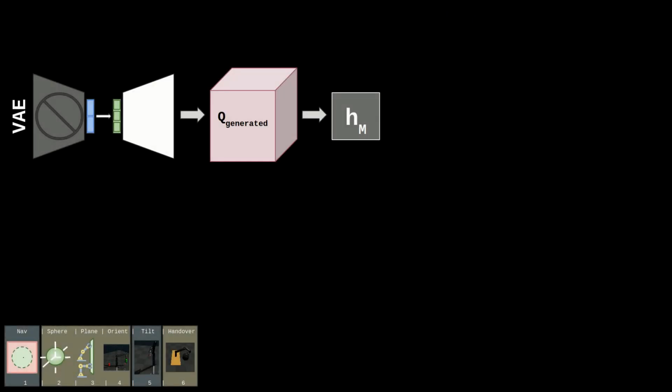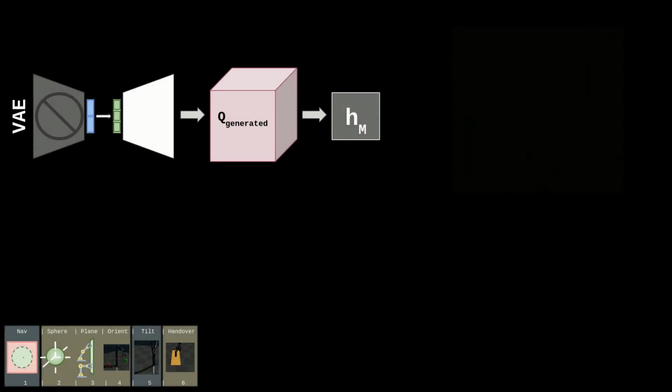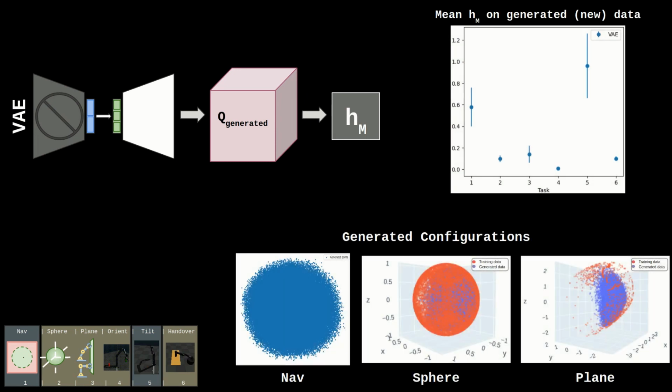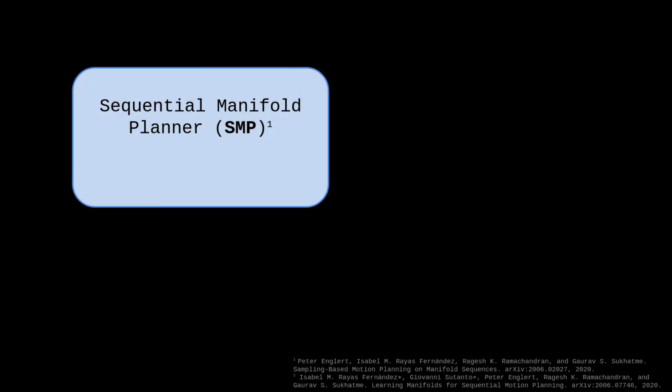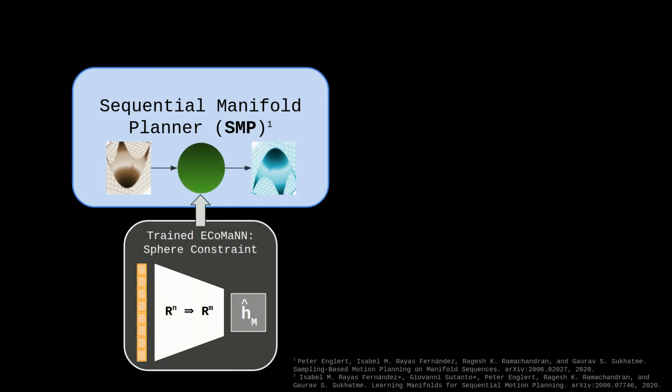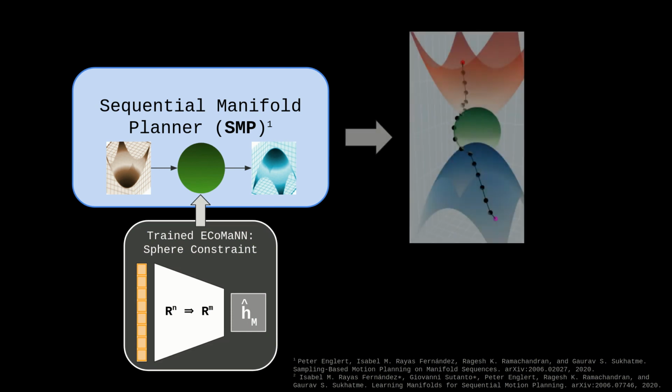Second, we evaluate the implicit function hm on newly generated points from the VAE's learned embedding space. We generate 100,000 new data points using the trained decoder for each constraint model. These generated points are near but not exactly on the manifolds. Third, we incorporate a learned manifold into a sequential planning framework introduced in previous work called Sequential Manifold Planning, or SMP. The task is for a point to move from one paraboloid to another where the paraboloids are connected by a sphere. We use ECOMAN to learn the sphere constraint and SMP to generate a path across all 3 manifold constraints.